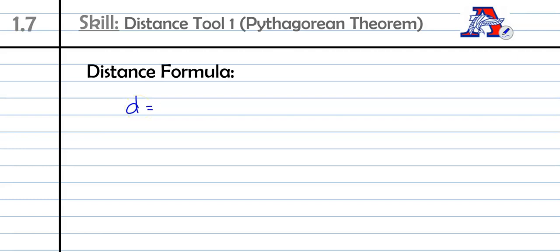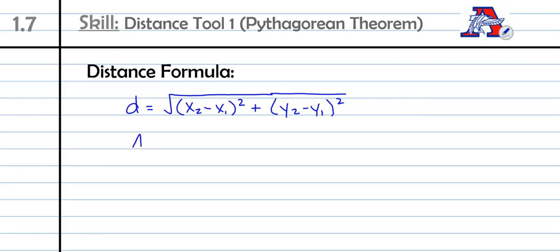It looks like this. It says that the distance between any 2 points can be found by doing the square root of x2 minus x1 squared plus y2 minus y1 squared. Now, where in the heck do x1 and y1 and x2 and y2 and all of that stuff come from? Those come from your points. Point A has an x value and a y value. We'll call them x1 and y1. And point B is going to have an x value and a y value. We'll call those x2 and y2.